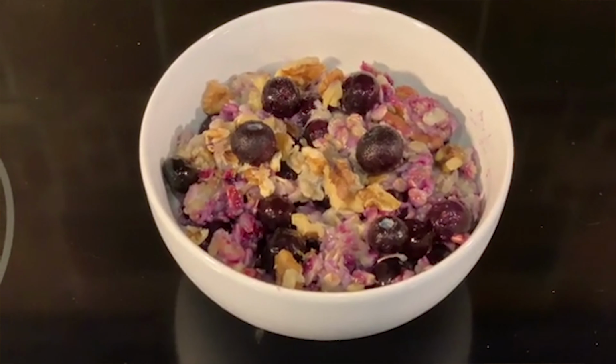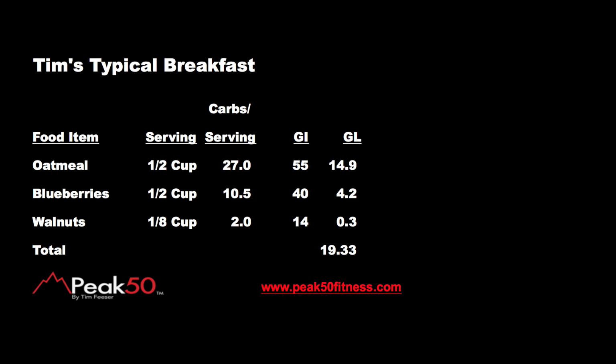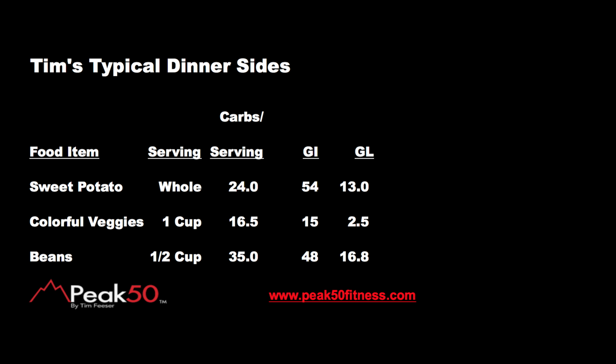Let's look at one of my favorite breakfasts, oatmeal with blueberries and walnuts. The GL here is just below 20, so this is one meal that I'm close to going over the high end for GL measurement. Let's take a look at some of my common dinner sides I have with chicken and salmon. My dinner sides are all in the low or medium range, which is consistent with my strategy to try to eat lower carbs near the end of the day.